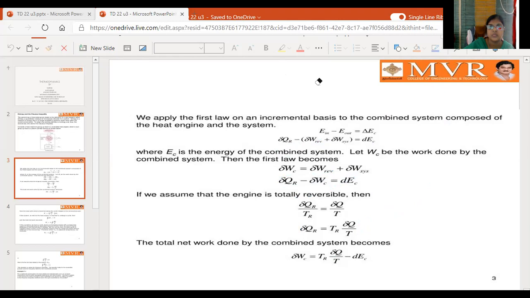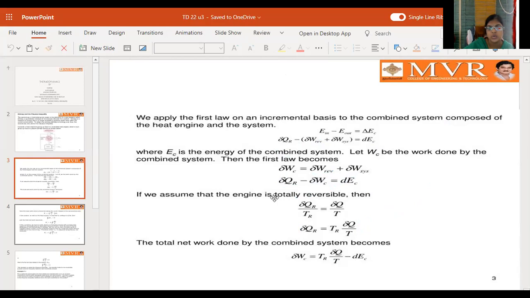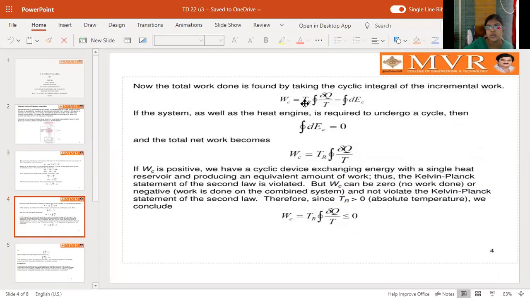Next we'll go to the other step. Here WC is equal to TR into the cyclic integral of the incremental work, delta Q by T, minus the cyclic integral of dE. As I mentioned before, by the first law of thermodynamics, the cyclic integral of dE is equal to 0. So the total work done WC is equal to TR into the cyclic integral of delta Q by T, and the energy term is 0 because it undergoes a cycle, so energy in is equal to energy out.